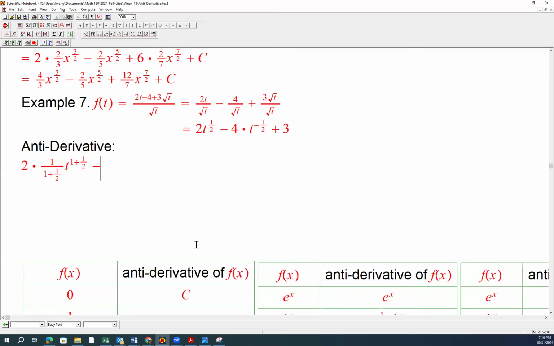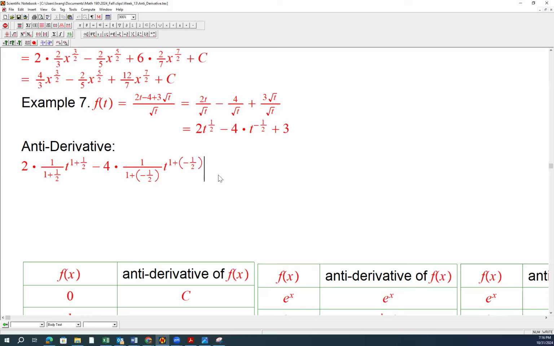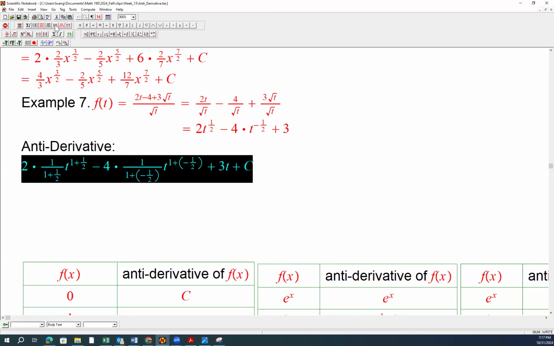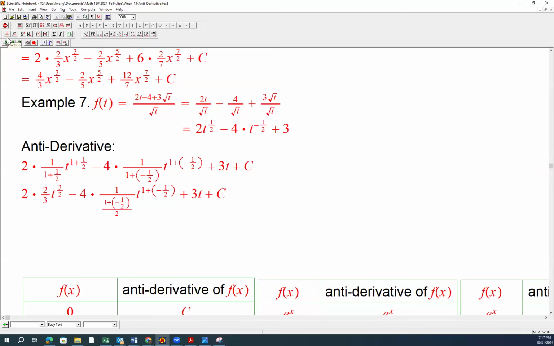Minus, this is 4 times. This time the power is negative half. So that's gonna be 1 plus negative half under 1, t raised to the power of 1 plus negative half. Plus 3t plus constant. Continue, simplify. And this is going to be 3/2 and 2/3, right? So this is going to be 2/3. We are pretty familiar with that. So this is going to be 3/2. This is going to be positive half.